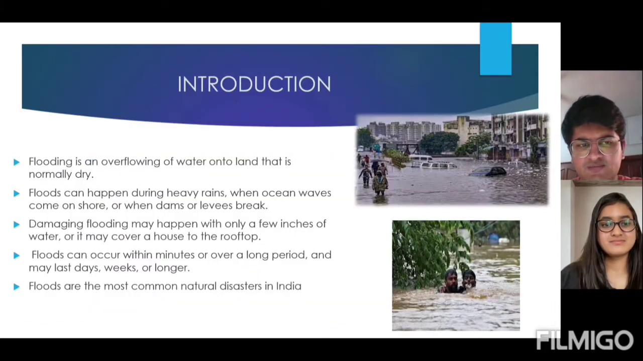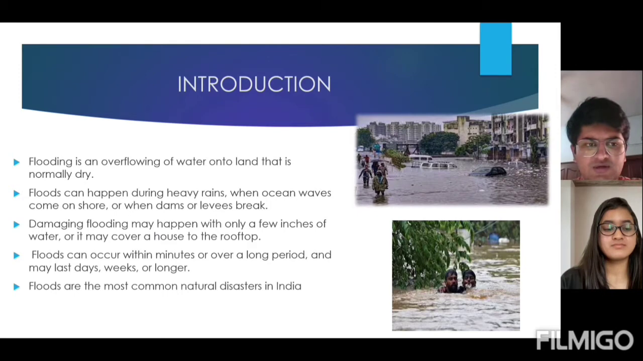Moving forward, an introduction. India has got 400 rivers, out of which there are 8 major rivers. The region we are focusing on is Maharashtra. Maharashtra is prone to flooding, mainly due to heavy rainfall. Floods are the most common natural disasters in India. Flooding occurs in Maharashtra due to rivers and dams.